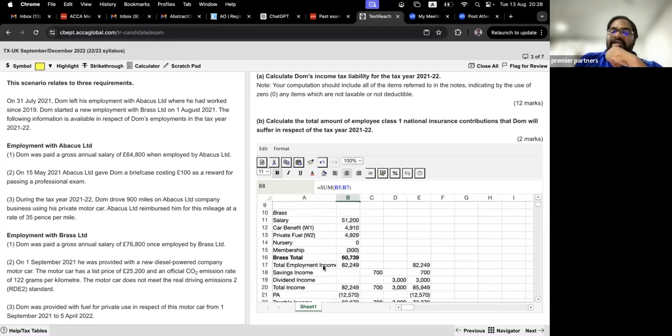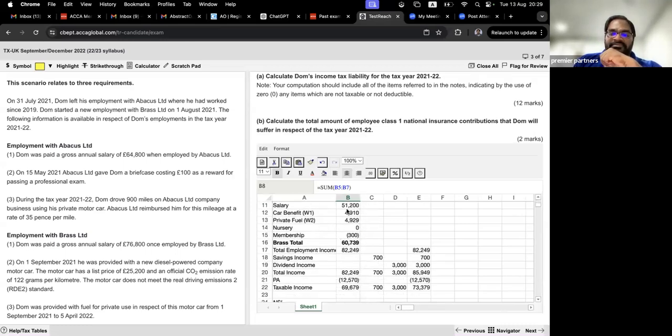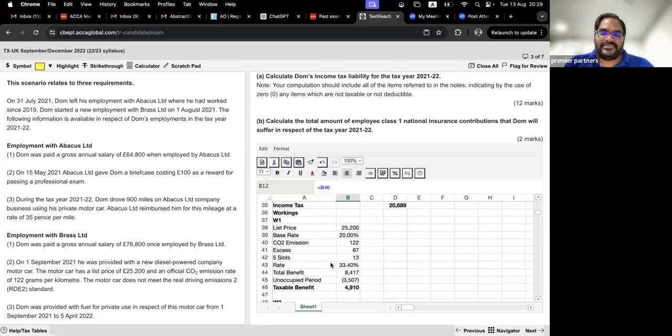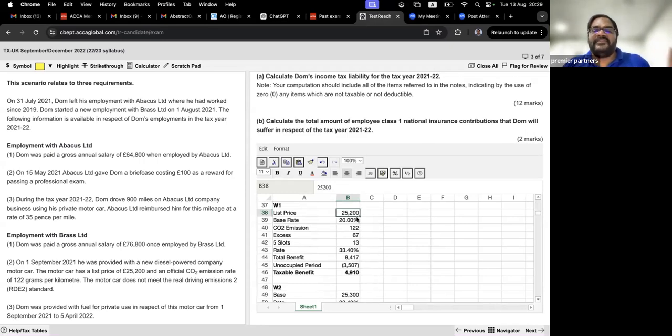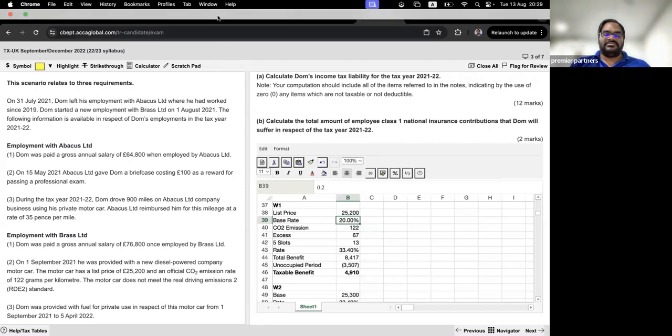Right. Then Brass. Salary 76,800 divided by 12 into 8. Car benefit, I gave a working. Let's move on to the working. List price, 25,200. It does not meet the standard. That means the starting point is 20%. Agree with that? Starting point, 20%. Do you guys agree with that? Great.